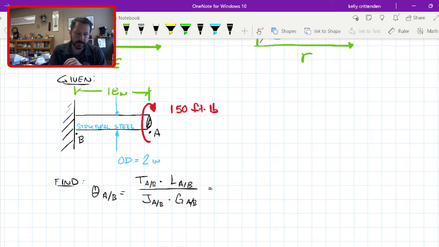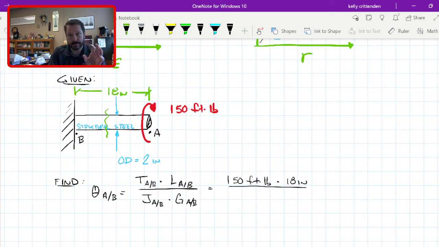So the torque in that section, we could draw our free body diagram. Remember, we want to know the torque inside it. I'm not going to take the time to draw this particular one, but the torque in that little section would just be 150 foot-pounds. And then the length of that section I've got set up as 18 inches. You do have to be careful with your units because I'm mixing feet and inches here, so we have to make sure we convert those. I'm going to put this in MathCAD so it will convert it for us.